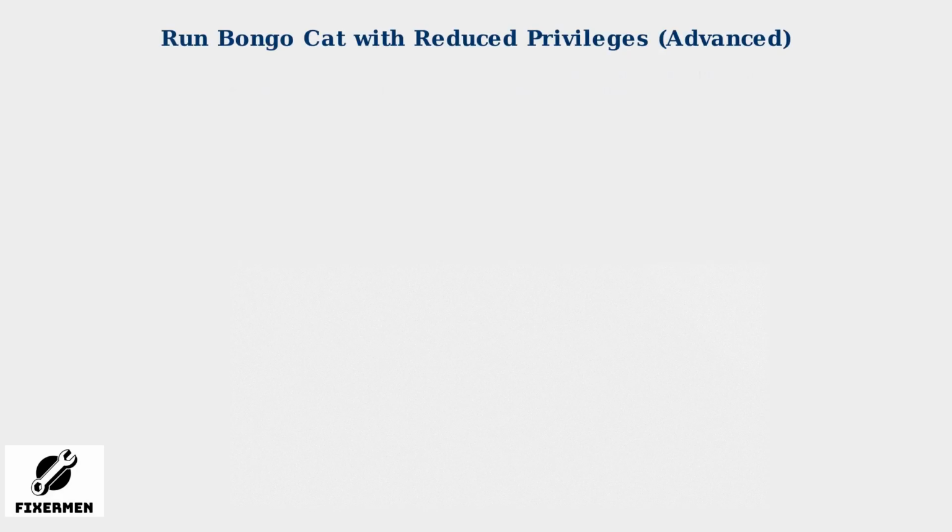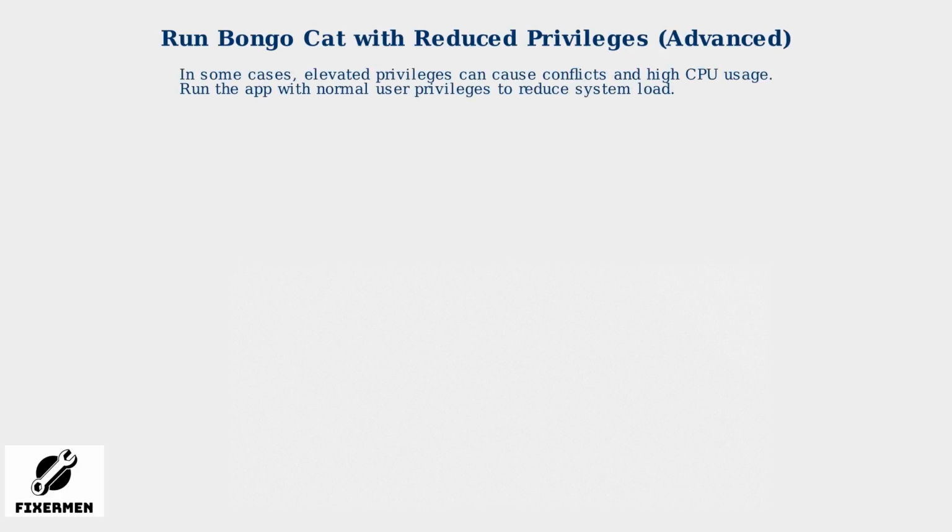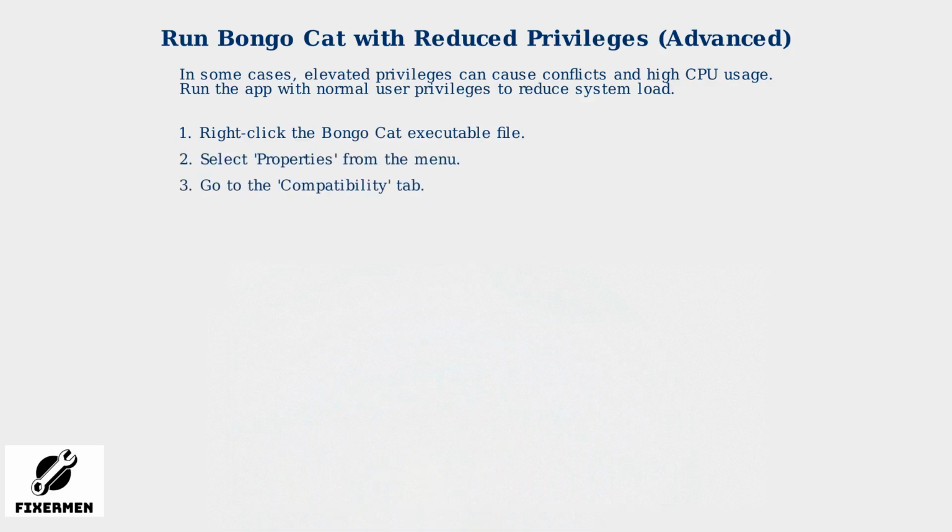In some cases, running Bongo Cat with elevated privileges can cause conflicts and increase CPU usage. Try running the application with normal user privileges instead. To do this, first right-click the Bongo Cat executable file. Select Properties from the context menu. Then go to the Compatibility tab in the Properties window.